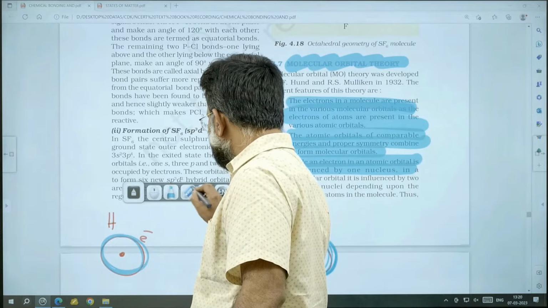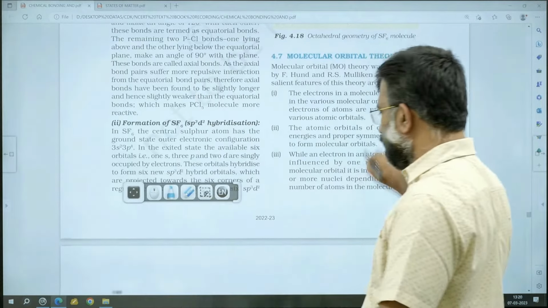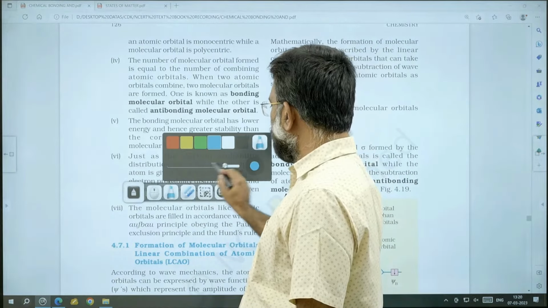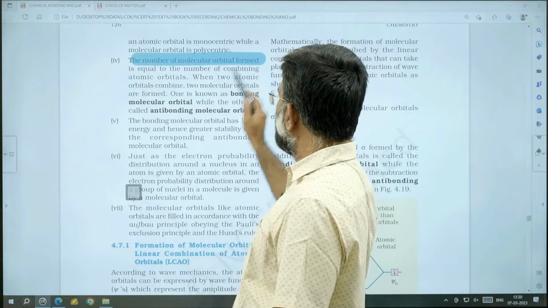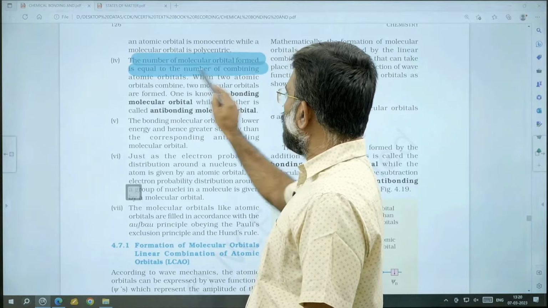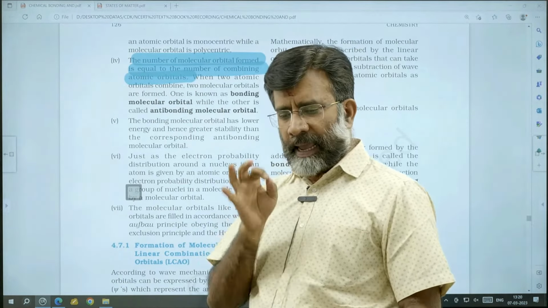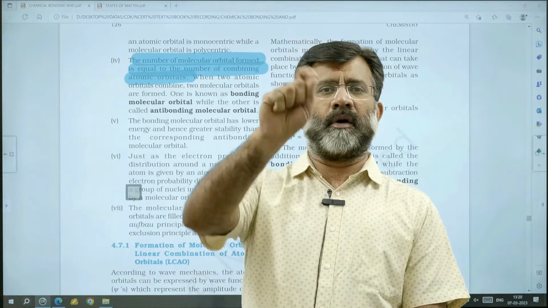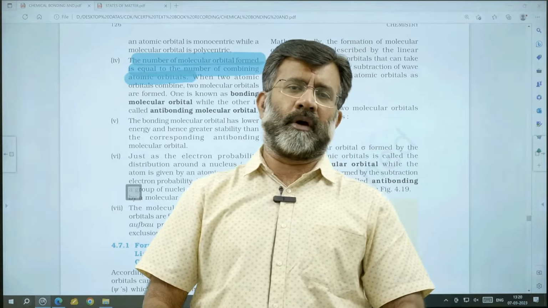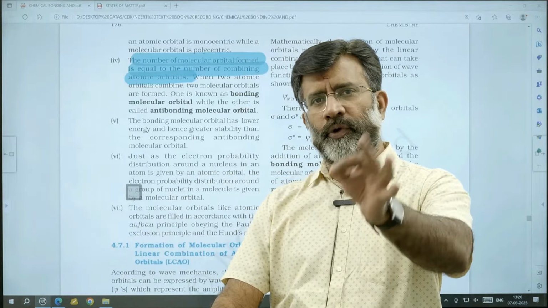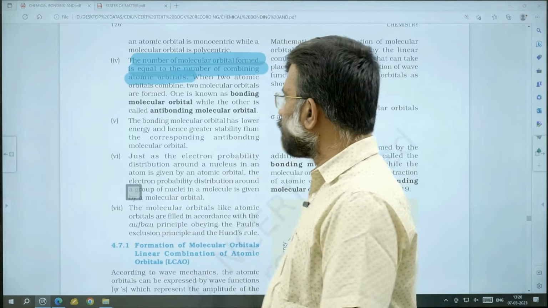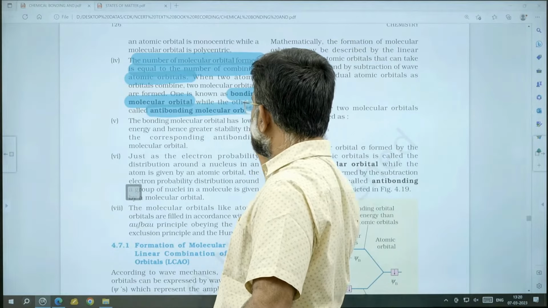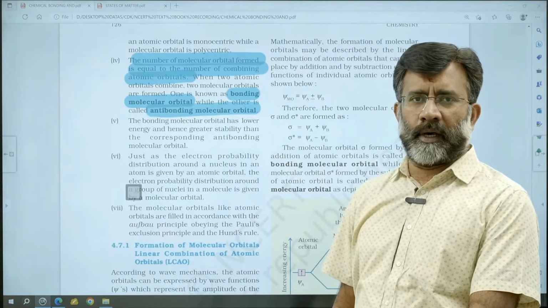What is the next point of postulates concerned to the theory? Let's have a look at it. Very, very important one, next one. The number of molecular orbitals formed is equal to the number of combining atomic orbitals. As many atomic orbitals combine, as many molecular orbitals are formed. If two atomic orbitals are combining, you get two new molecular orbitals, and the one is called a bonding molecular orbital and the other is called an anti-bonding molecular orbital.